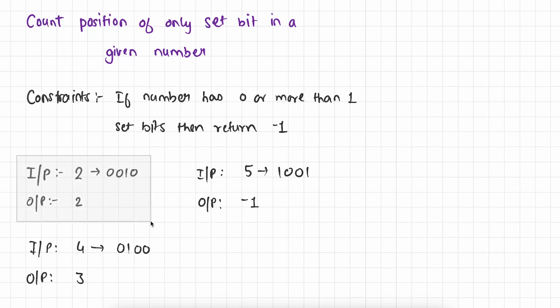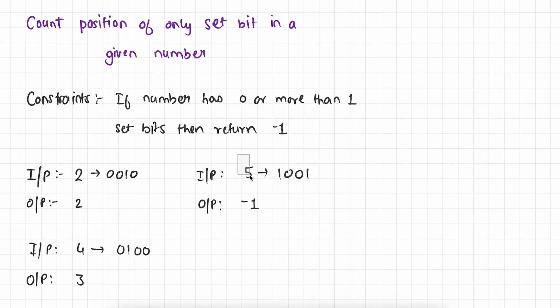In the first example, the number is 2. The binary representation of number 2 is 0010, and you can see that it has exactly one set bit and the position of the set bit is 2. This is the first position and this is the second position. Okay? Let's see the next example.